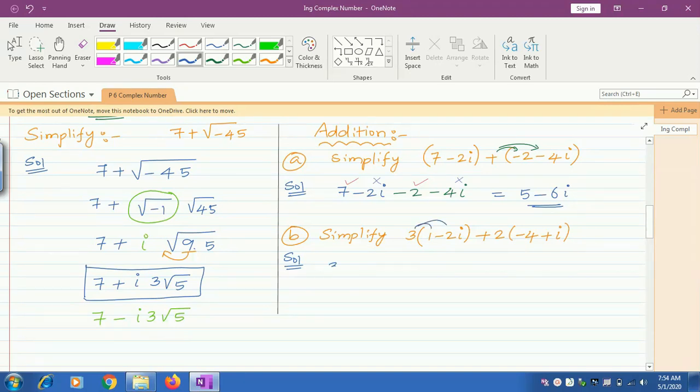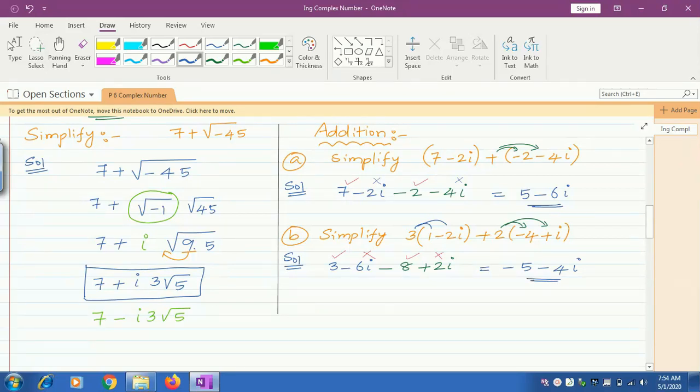So this is equal 3 minus 6i, and then plus multiply this one. What will we have? So you will have minus 8 and then plus 2i. Now the same thing, you have to add the real number with the real number, and the imaginary part with the imaginary part, right? So what should be the value here? It is equal minus 5. 3 minus 8, it is minus 5, and minus 4i. So this is the answer.